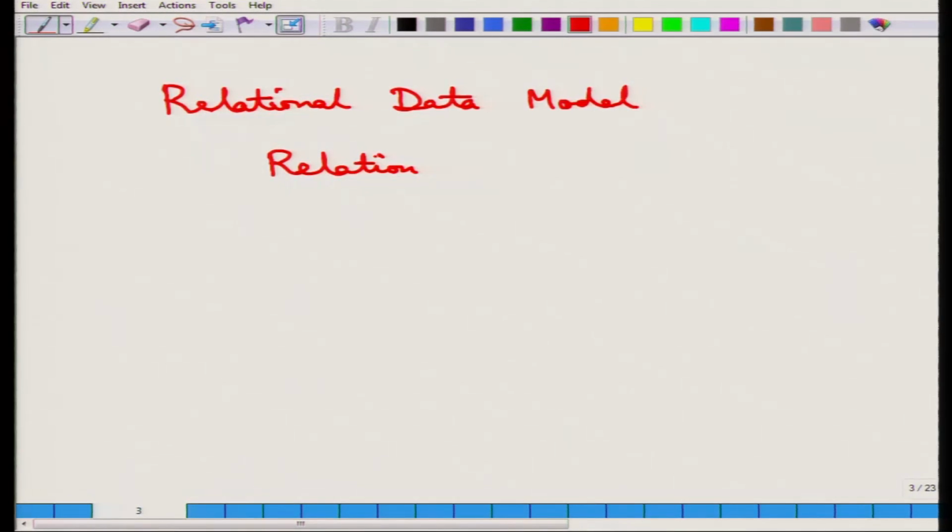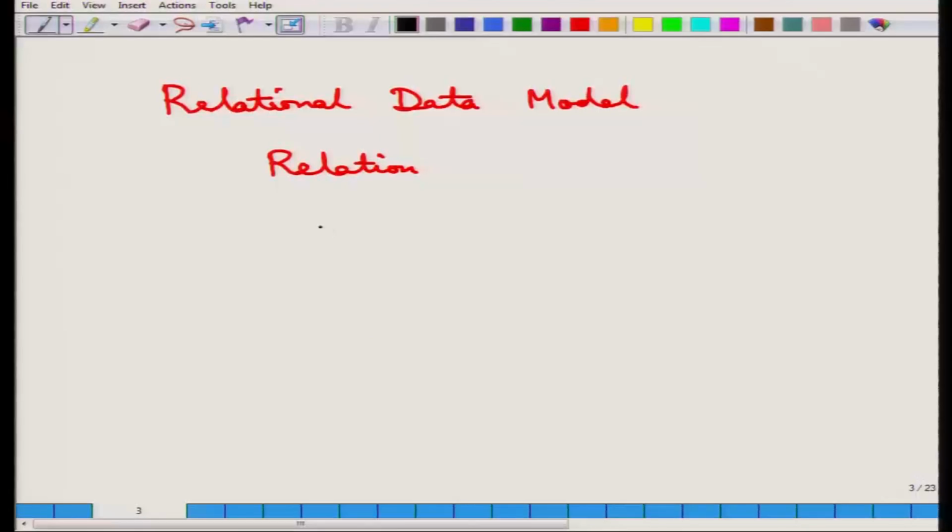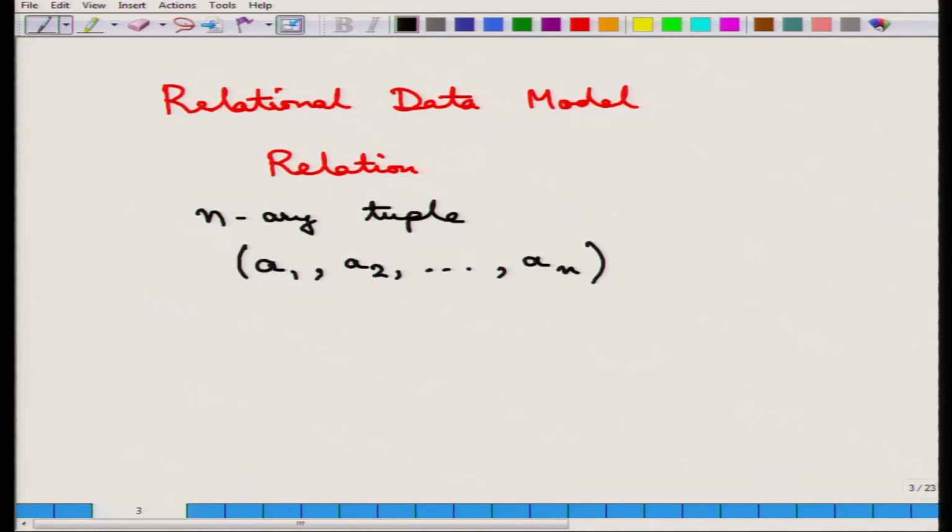Very simply, we all understand what a relation is. It encodes the relationship between different types of entities. It is defined as an n-ary tuple. For example, a particular relation may be A1, A2 up to some AN. This is one relation, and each Ai comes from a domain Di.